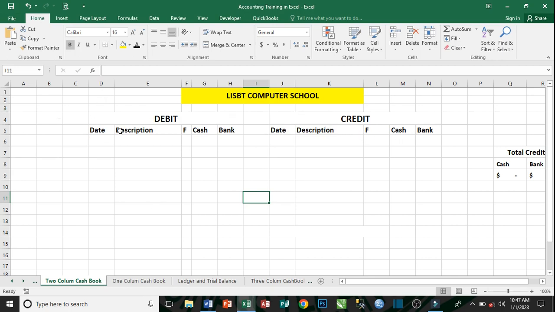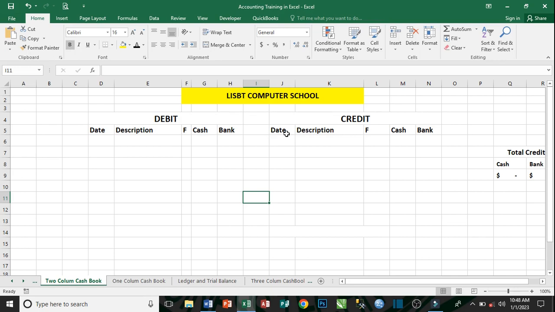The first one we say date, description. Some accounting students like to put particulars. It depends, but for me, I choose description. Then F stands for folio. Folio is a number that identifies what kind of transaction you do. That is how we use it. Sometimes you want to put a number there, but as a business student, you have to use folio. So cash and bank, these are the places the transactions will be taking place.